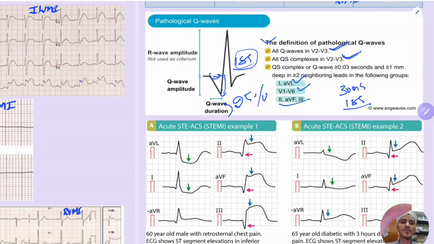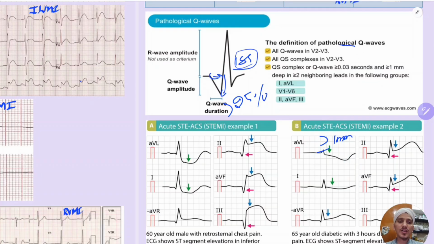If two contiguous leads have a width of more than one small square, or a depth of more than or equal to 1 mm, remember, this is one more strategy, then that is also called a pathological Q wave in two consecutive leads, either inferior, lateral or anteroseptal. And all Q waves or QS complexes in V2 and V3 are pathological. That you should remember. That's about pathological Q waves.